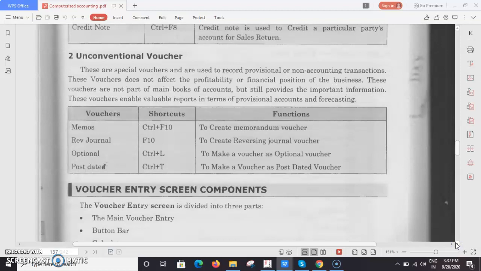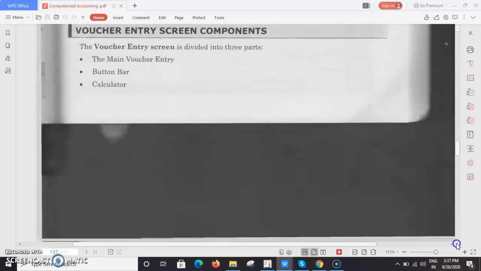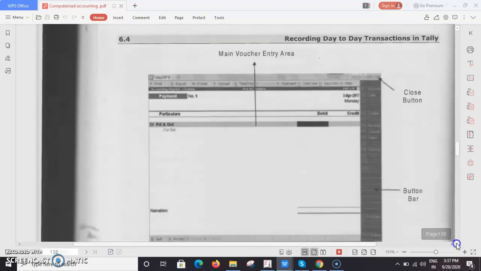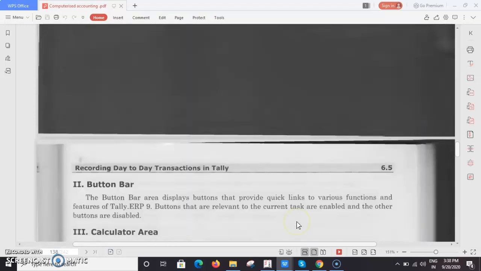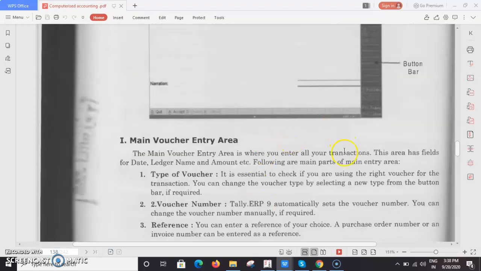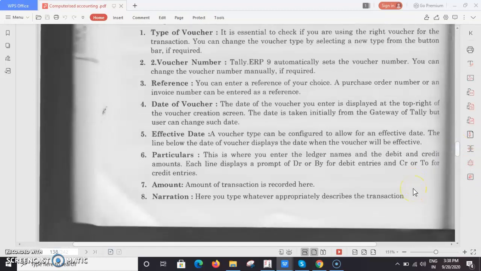So now we will see one by one. So voucher screen, what will be there in the voucher screen. So here, this is a payment voucher screen. This is the main voucher area. This is the close button, the button bar. These are some areas in the voucher screen.